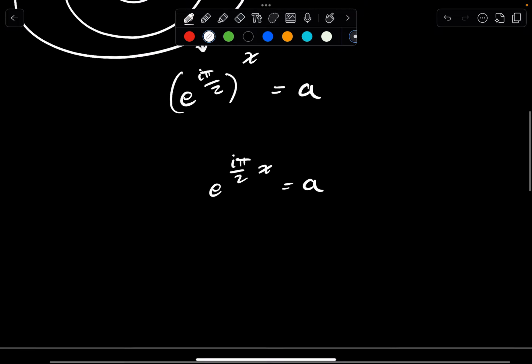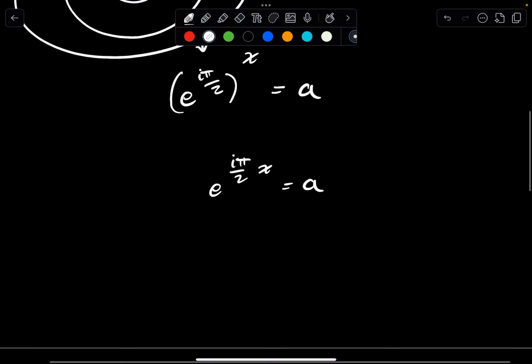Hey, you can see where I'm going with this. Just take ln on both sides. The ln and e cancel. We get i pi over 2 x equals ln of a. And then we get x equals 2 ln a over i pi. I don't like i in the denominator, so we can multiply by i over i, which is just 1. And then we get, ladies and gentlemen, x equals 2i ln a over pi. And since i squared is -1, we get a negative. So that's our value for x.